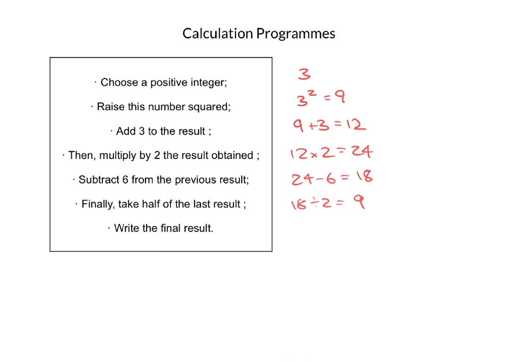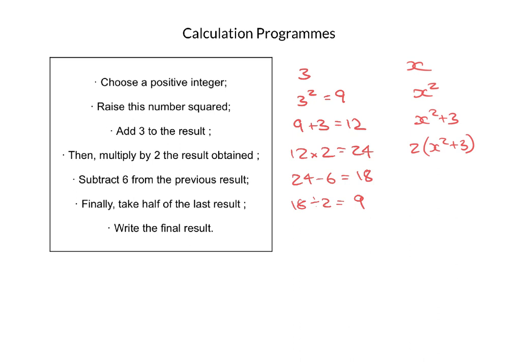Let's say we chose the number x to go in. Choose a number x. Raise this number squared. So x squared. Add 3. So that will be x squared add 3. Multiply the result by 2. So it's 2 multiplied by x squared plus 3. Note how I put my 2 in front, because it's multiplying a bracket, it just looks neater.